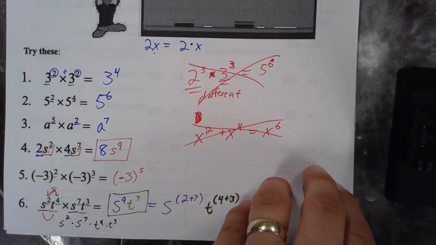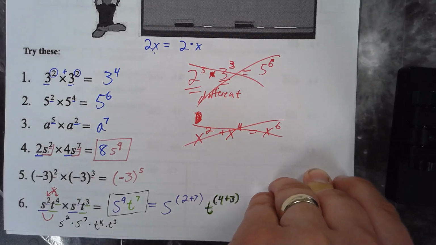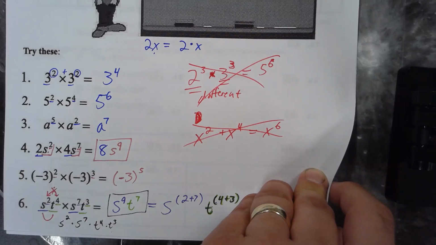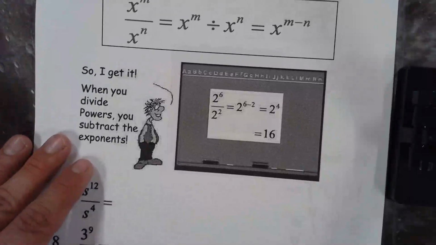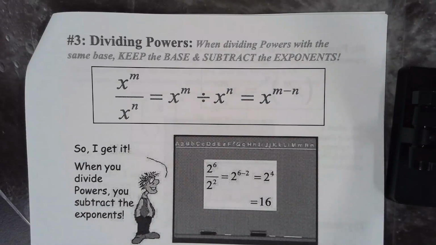Okay, so the next rule is about division. So if you multiply numbers and you add the exponents, when you divide numbers, what do you think you do with the exponents? Subtract, right? Multiplication and division are opposites, and so are addition and subtraction. So this is the next page here. When dividing numbers with exponents, you subtract the exponents.